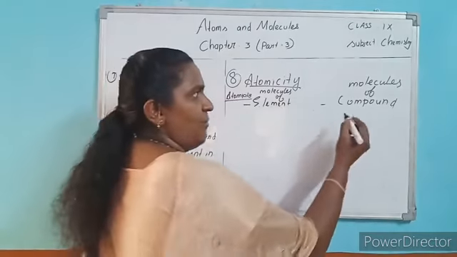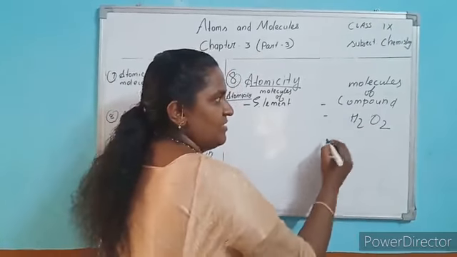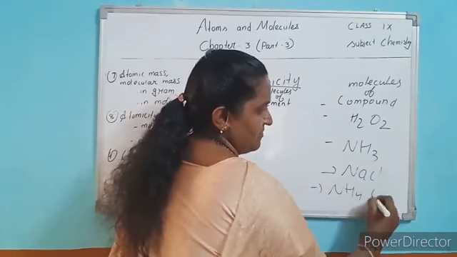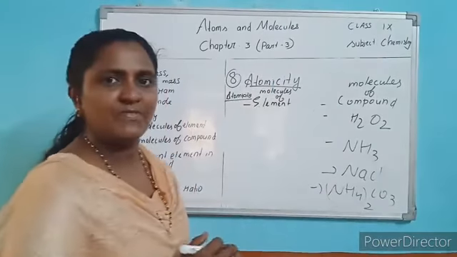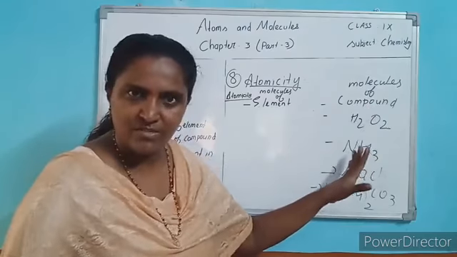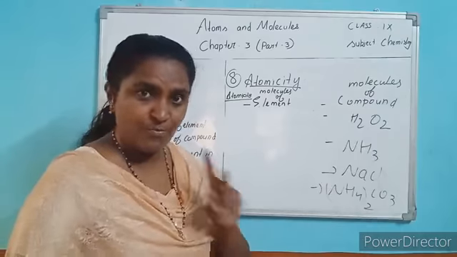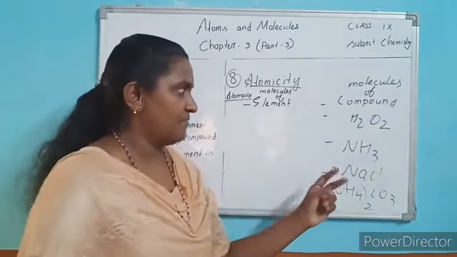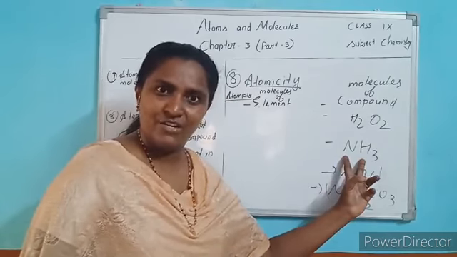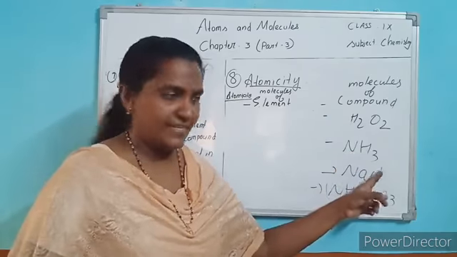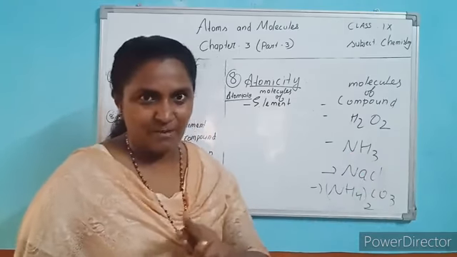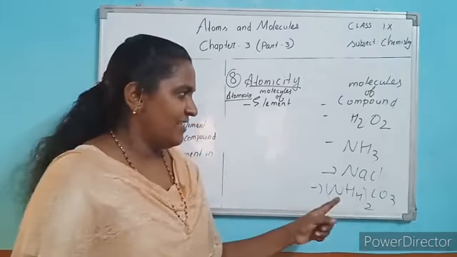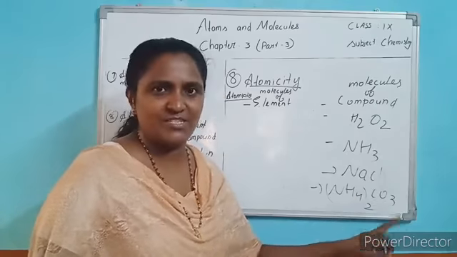Next, molecules of compounds. Taking hydrogen peroxide, ammonia, sodium chloride, and ammonium carbonate as examples, now tell me why they are called compounds. They are called compounds because they are made up of more than one kind of element. Hydrogen peroxide is made up of 2 elements, hydrogen and oxygen. Ammonia is made up of 2 types of elements, nitrogen and hydrogen. Sodium chloride is made up of 2 types of elements, sodium and chlorine. Ammonium carbonate is made up of 4 types of elements: nitrogen, hydrogen, carbon and oxygen.